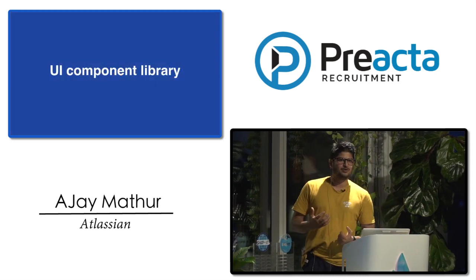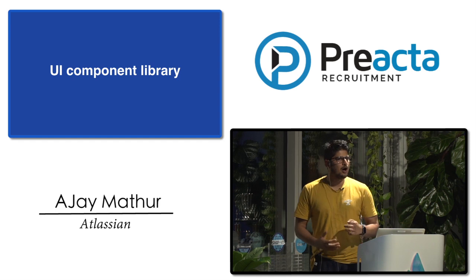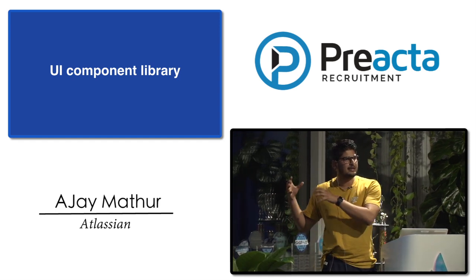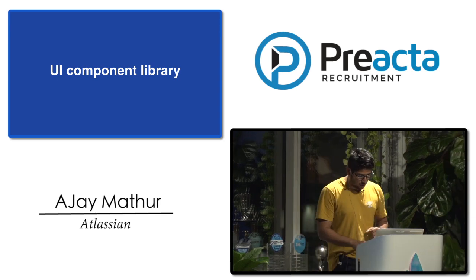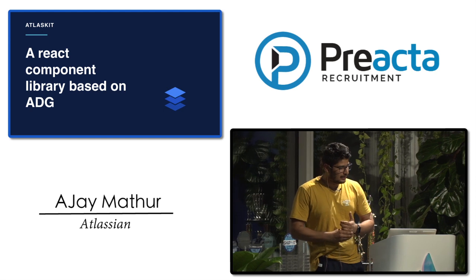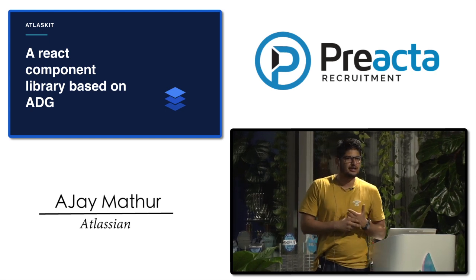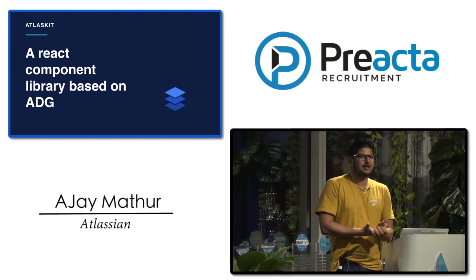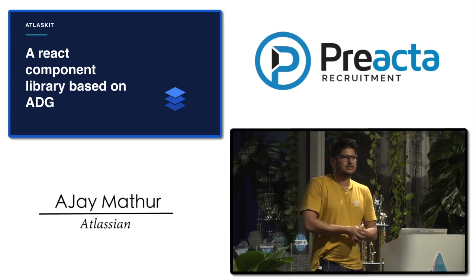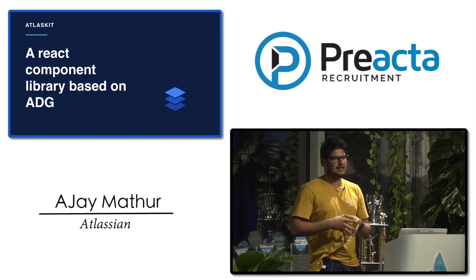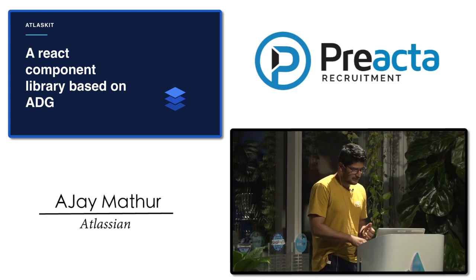I'll be talking a bit about our UI component library, how we have set it up and how it represents the design system and everything I talked about. So I work on AtlasKit. AtlasKit is a React component library based on ADG, and ADG is our Atlassian design guidelines. They all combine together to make Atlassian's design system.